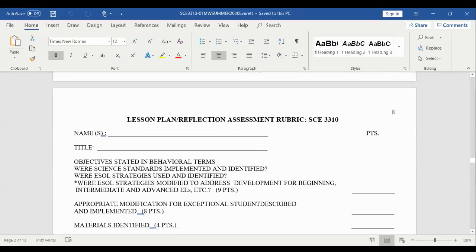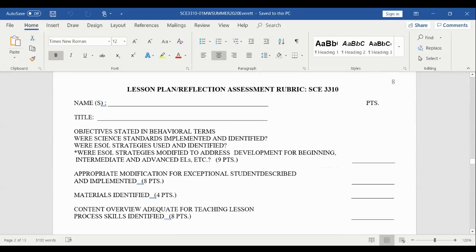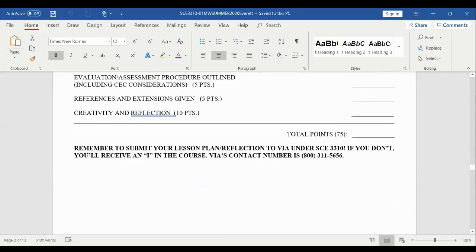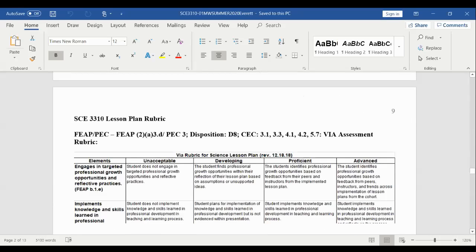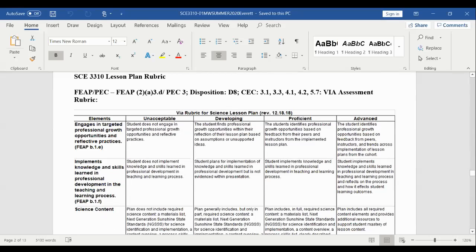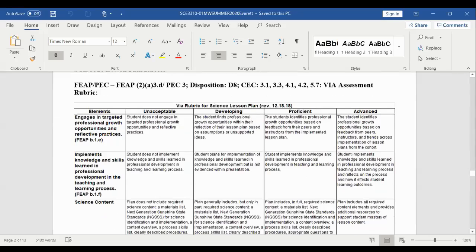Here's a rubric students used to have to turn in before they teach their lesson in a classroom in my classes. We're not doing that, but make sure the lesson plan you're writing includes all this stuff. Here's the way it looks. Here's the way it looks on VIA.